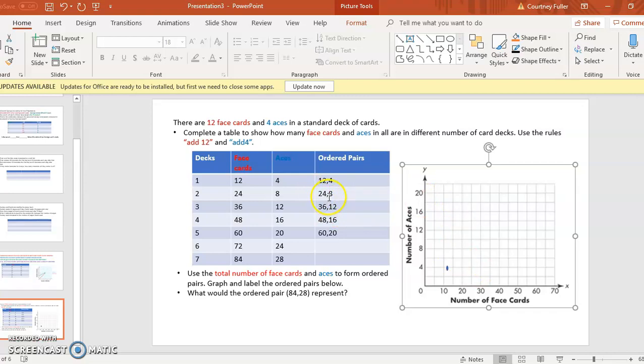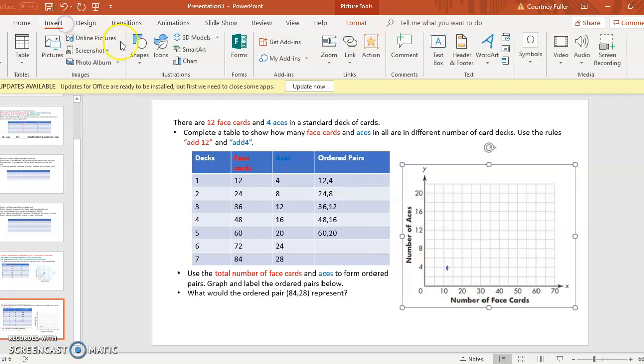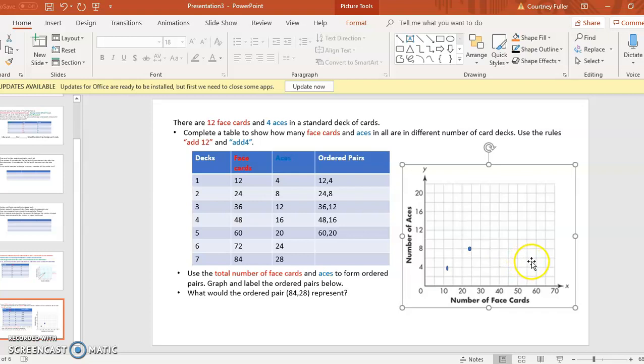Our next one is 24, 8. So again, we're going to go over here, and we're going to find 24, and we're going to go up to 8. Again, we're in between 20 and 30. Directly in the middle of 20 and 30 would be 25, but we're looking for 24, so we're going to go just a hair less than 25, and then we're going to go up to 8. And there's that ordered pair.